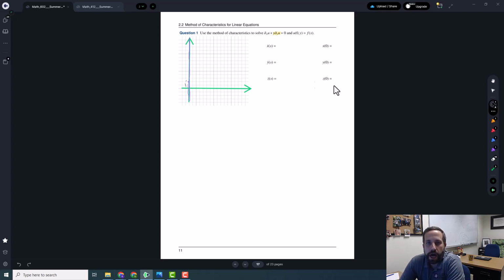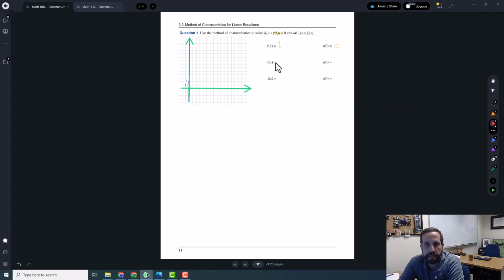Okay, so let's start doing the characteristic equations. And again, the reason I like to do this part first is because it's going to help me figure out what the initial values need to be. Okay, so x dot of s is going to be equal to 1. X of 0 is going to be equal to 0 because if I'm on the y-axis, x is equal to 0.